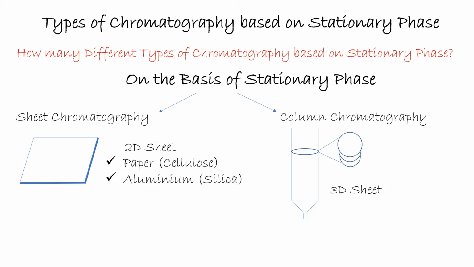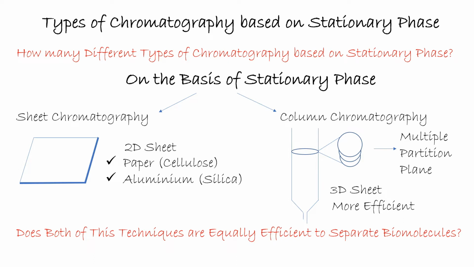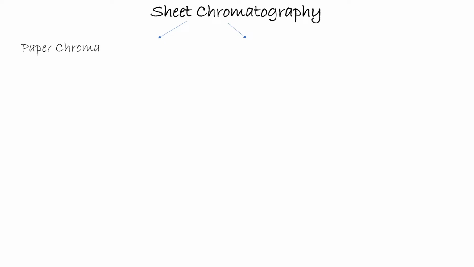Now, are both of these techniques equally efficient to separate biomolecules? No, column chromatography is considered to be more efficient than sheet chromatography because we get a better resolution as there is more retardation force due to the involvement of multiple partition plates. Now, if we talk about sheet chromatography, there are two different examples. One of them is paper chromatography and another is thin layer chromatography, that is referred to as TLC.